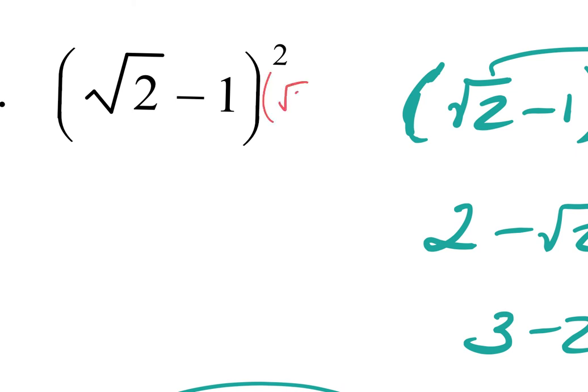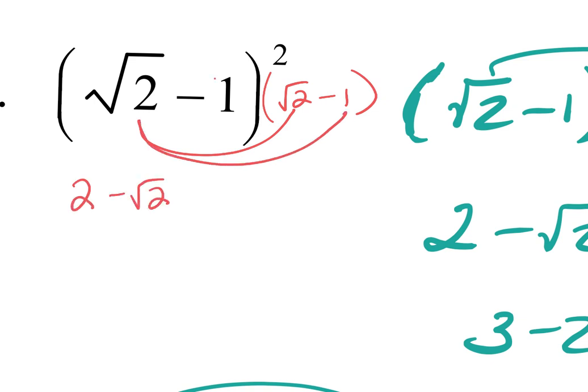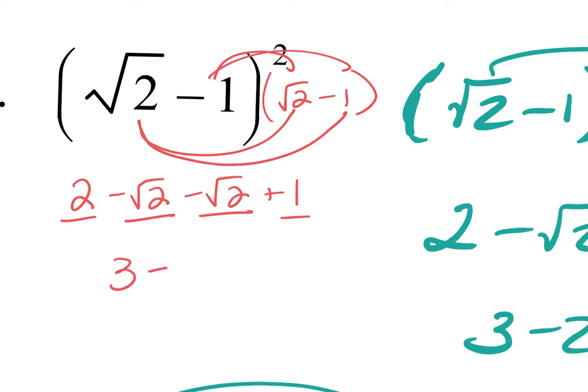All right, root 2 minus 1. First, root 2 times root 2 is 2. Outer, negative root 2. Inner, negative root 2. Last, positive 1. 2 plus 1 is 3. Negative root 2 and negative root 2 is negative 2 root 2.